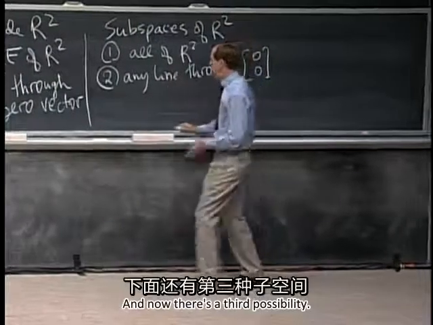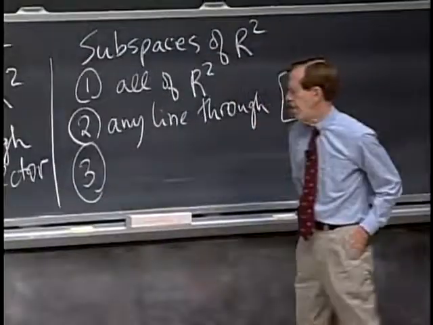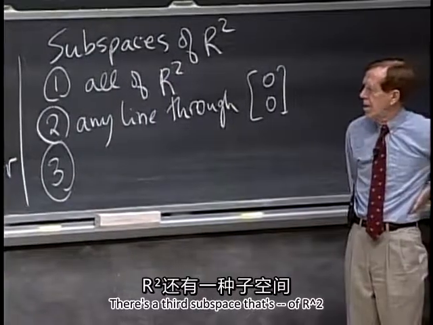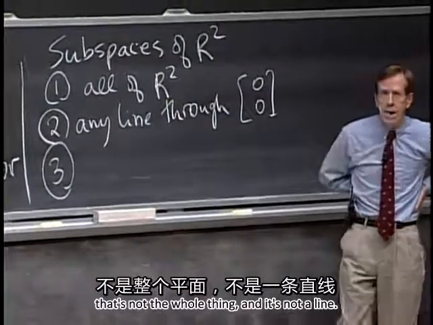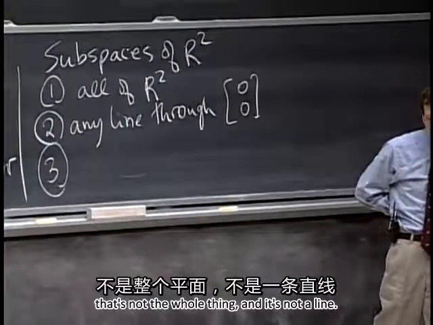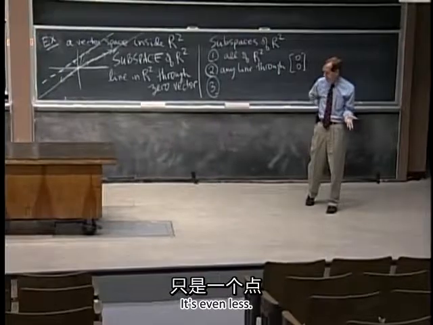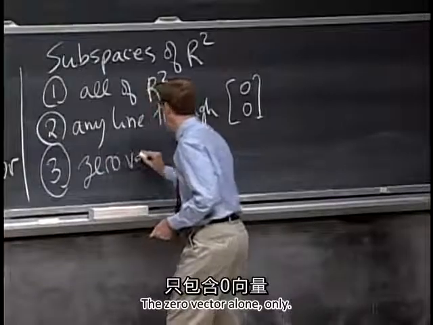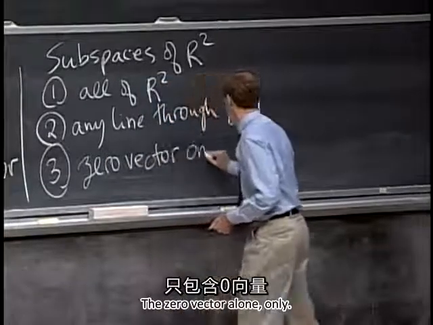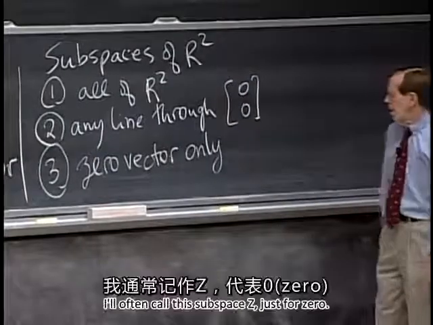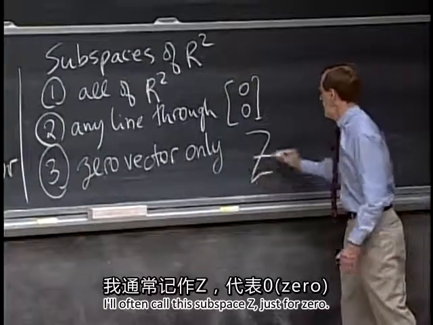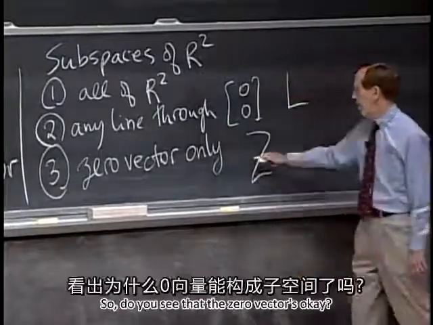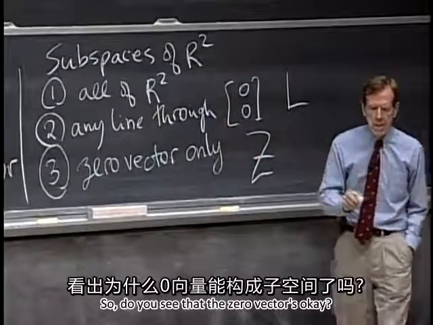Okay, and now there's a third possibility. There's a third subspace of R2 that's not the whole thing, and it's not a line. It's even less. It's just the 0 vector alone. The 0 vector only. I'll often call this subspace Z, just for 0. Here's a line, L. Here's a plane, all of R2. So you see that the 0 vector is okay?